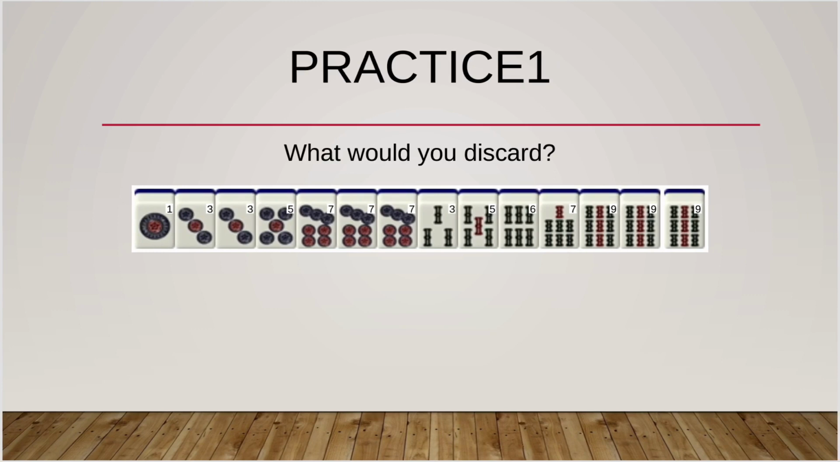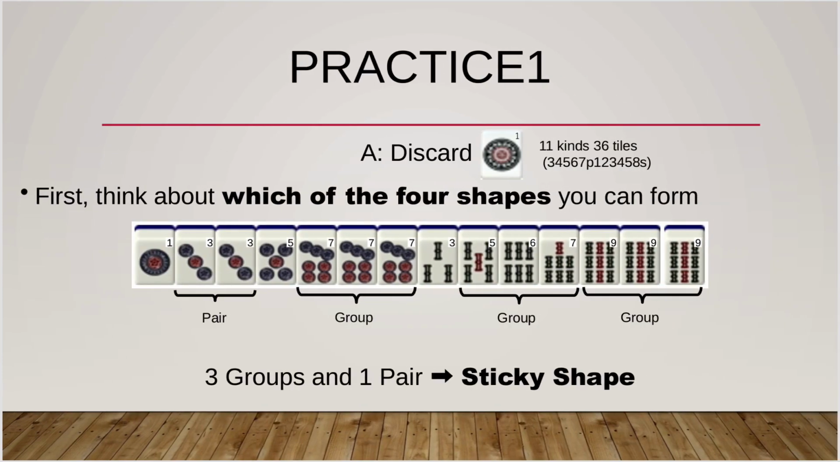Practice 1. What would you discard? The answer is 1 pin. When considering the what to discard problem in a one-away situation, first think about which of the 4 shapes you can form. In this hand, we have 3 groups and 1 pair, which fortunately allows us to adopt the sticky shape.